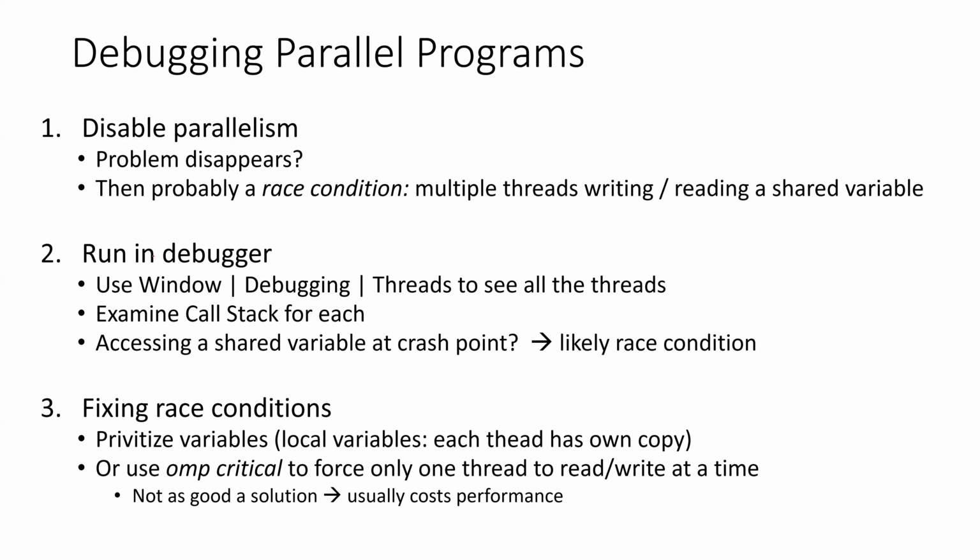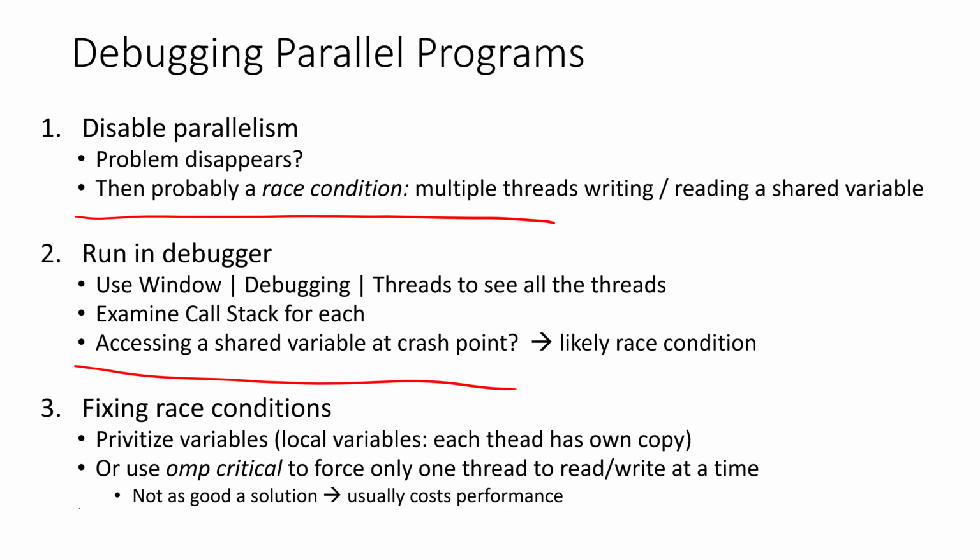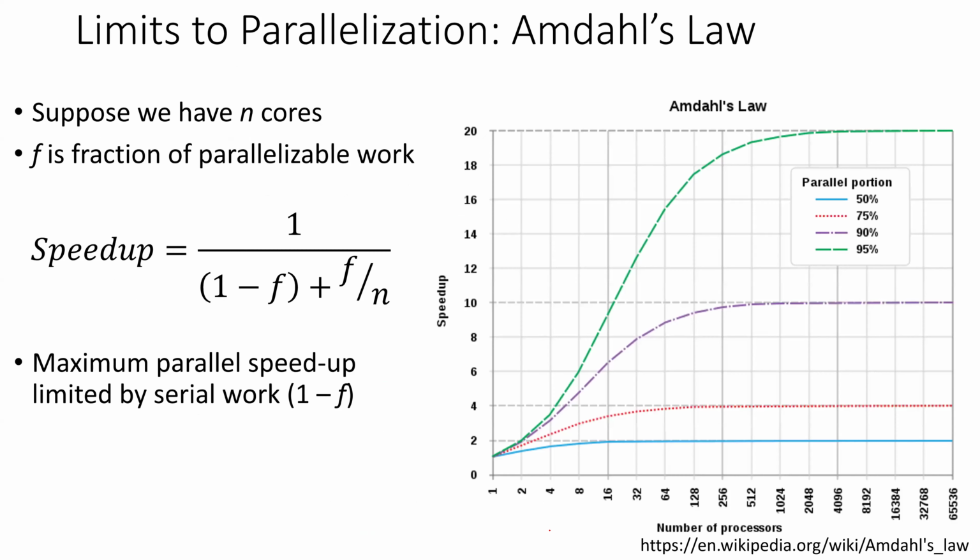Okay, so I already talked about this, right? If you want to debug parallel programs, try disabling parallelism to make sure the problem goes away. You can use the debugger, and then try to privatize variables first. If you have to, you can use OpenMP critical once you find the race condition. I talked about this in lecture.